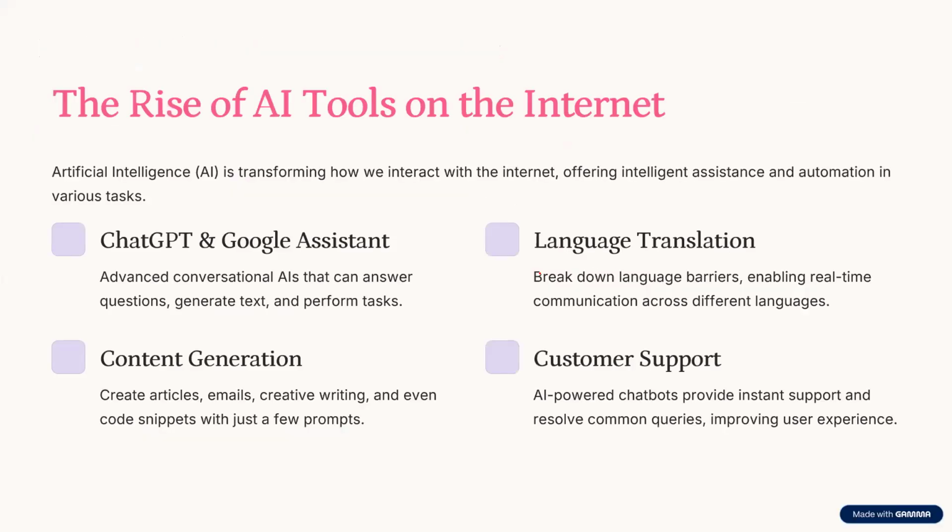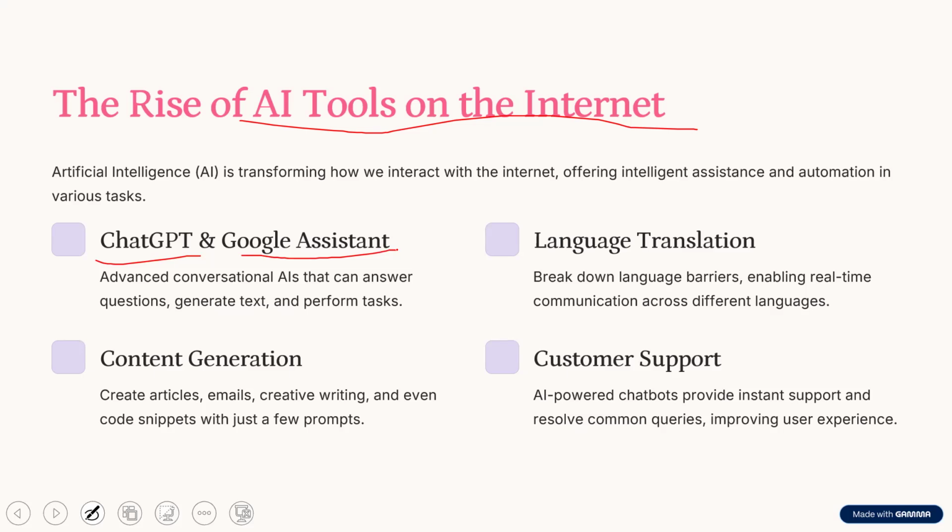So that is it. Now, how about AI tools and the internet, the rise of AI tools on the internet? AI simply means artificial intelligence. Okay. So it says artificial intelligence is transforming how we interact with the internet, offering intelligent assistance and automation in various tasks. Okay. So we have different AI tools like ChatGPT is one of them. Google Assistant is another.